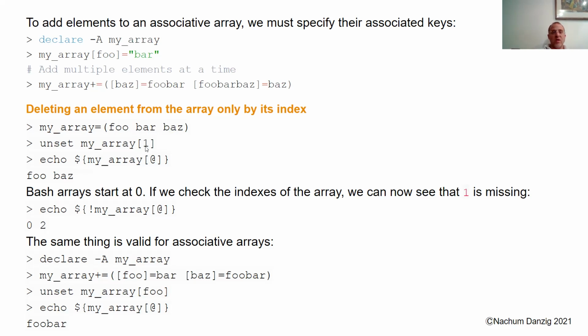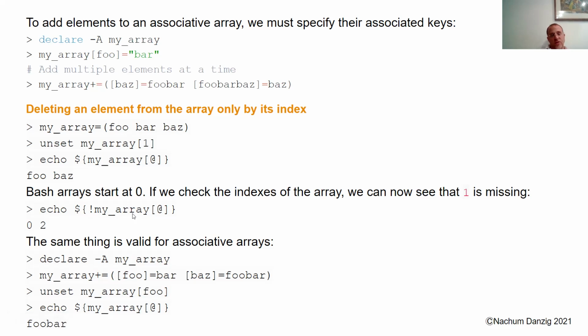0 and 2 remain. But the weird thing is, you might think that bars became 1, that it's 0 and 1. But actually, the array has like a blank element in it now. If we check the indexes, we can now see that 1 is just missing. Remember the exclamation mark gives me the keys. So my keys are 0 and 2. 1 is gone because I unset it. You might have thought that bars became element 1, but it doesn't.